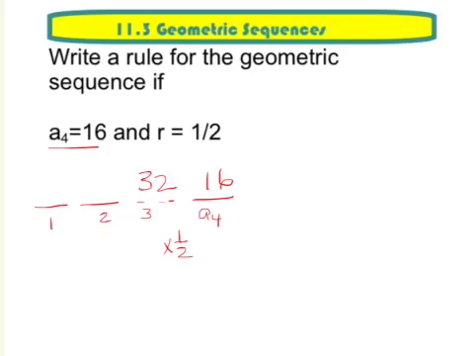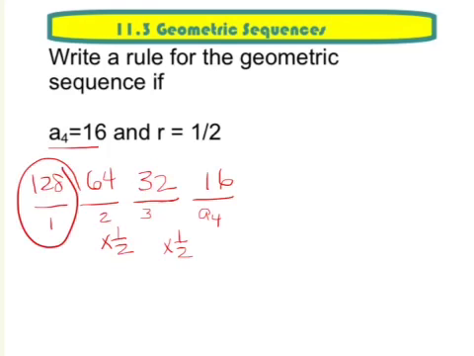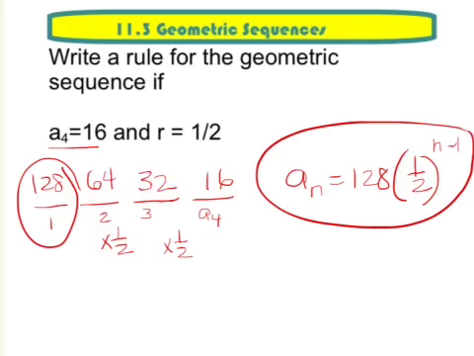And then what times a half, or what would I divide by 2 to get to 32, 64, and I'm kind of working my way backwards here. And I get my first term is 128. So here, an is equal to 128 times 1/2 to the n minus 1. All I do is put the numbers in place and call it good.